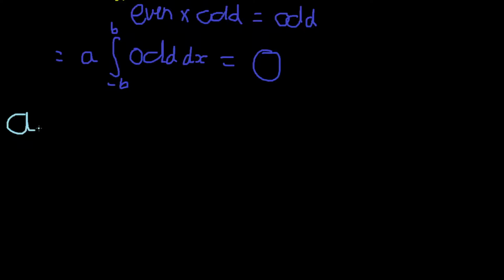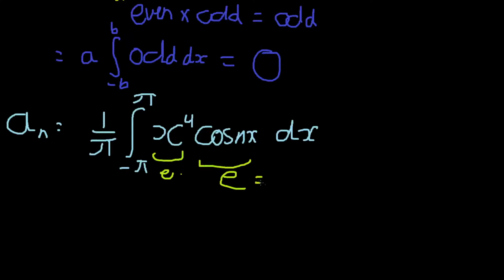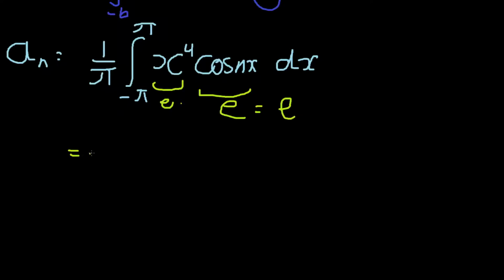Next we're doing an. This is just 1 over pi times the integral from negative pi to pi of x to the fourth cosine of nx dx. And we can use similar logic for this. We have even times even, which is going to give us an even function. And integrating an even function, you just multiply by 2 and change the bottom bound to 0. It's very obvious why this is true if you look at the graph of any even function.